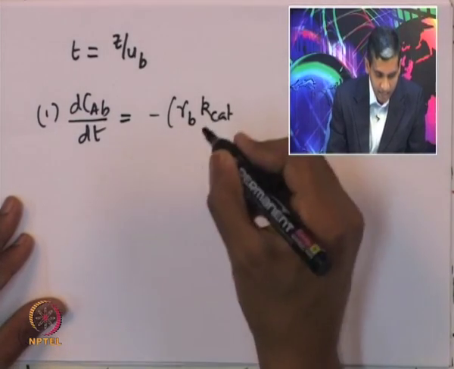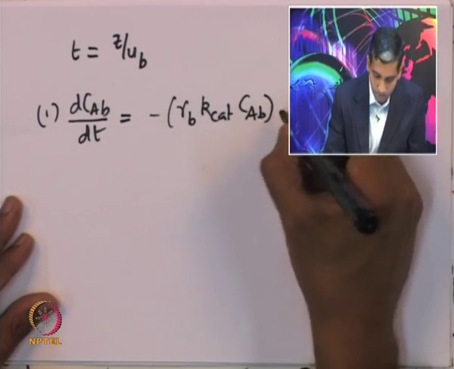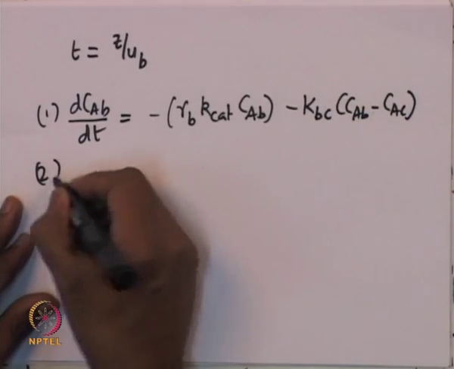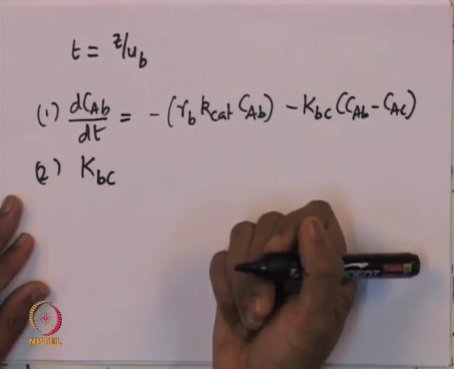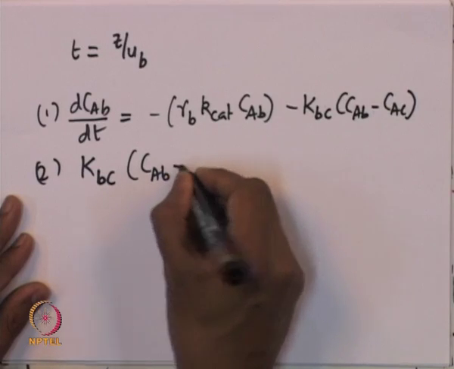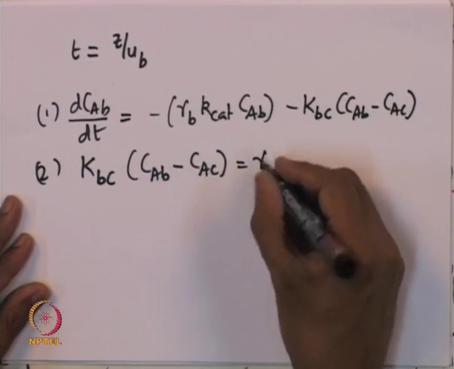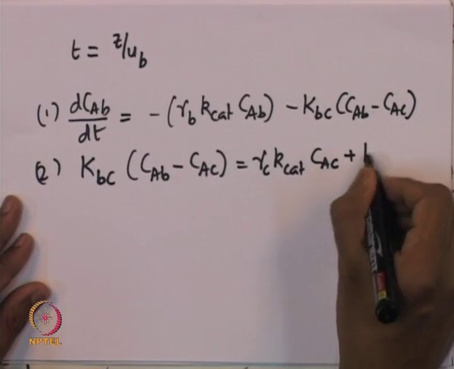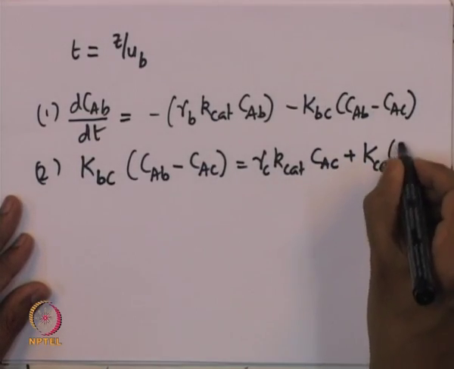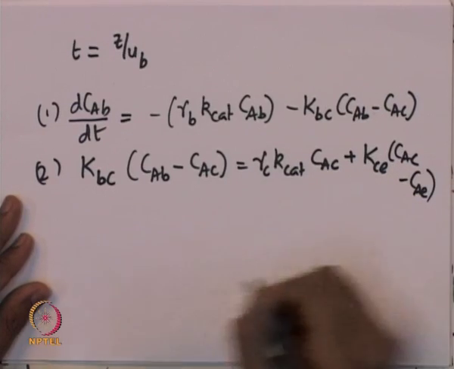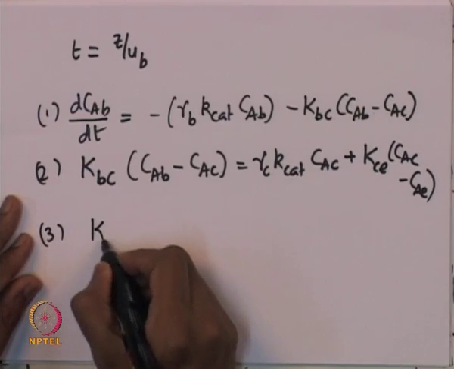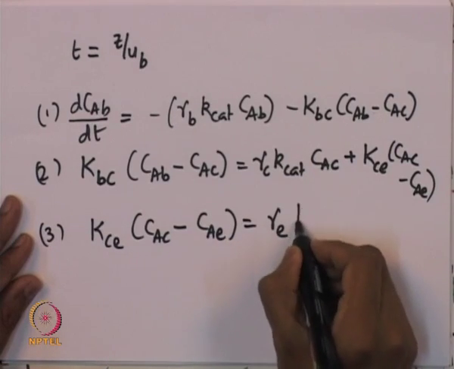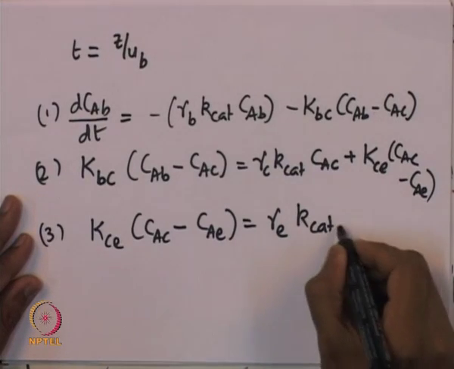that's equal to minus gamma B into the specific rate constant for the catalytic reaction multiplied by CAB, minus KBC into CAB minus CAC. And the second equation is KBC, which is the mass transport coefficient between the bubble and the cloud phase, multiplied by CAB minus CAC. That should be equal to gamma C into the rate constant for the catalytic reaction into CAC, plus the mass transport coefficient KCE into CAC minus CAE. And then the third equation would be KCE into CAC minus CAE, that should be equal to gamma E into the rate constant for the catalytic reaction into CAE.